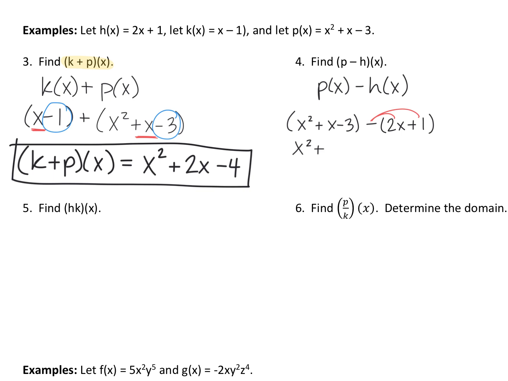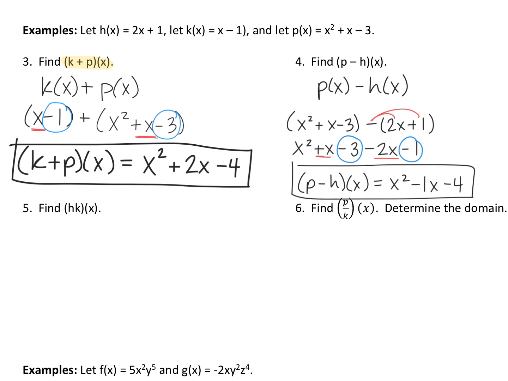So x squared plus x minus 3. And then we're going to distribute that, so it becomes minus 2x minus 1. Maybe you can do that in your head. If so, I think that's great. But if not, that's fine too. And again, combine your like terms, right? So we're going to write our full answer out. We say p minus h of x is equal to x squared minus 1x minus 4.